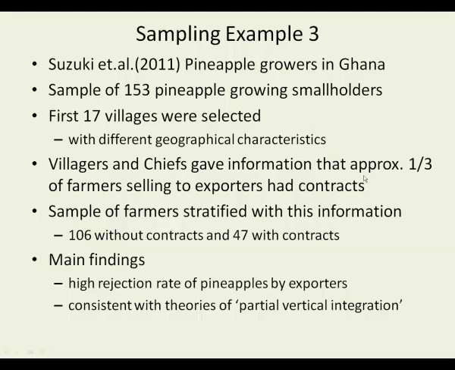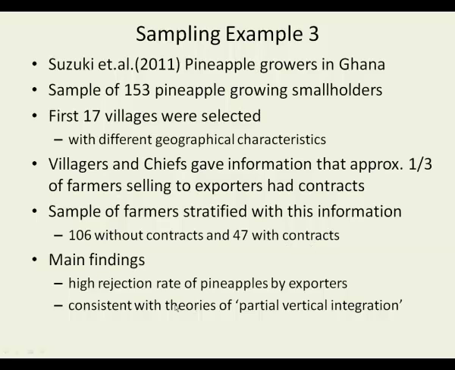Now, villagers and chiefs gave this information, but about a third of farmers selling to exporters had contracts. So for every 3 farmers, one of them has got a contract, 2 haven't. So that's how they stratified that. They made sure they interviewed about twice as many people without contracts as with. So it's a bit of a rough and ready form of stratification.